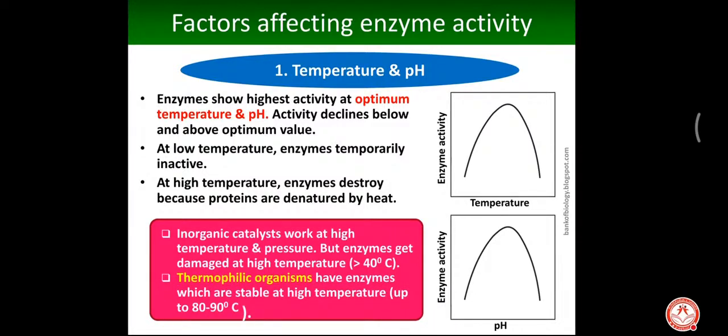Here you can see that at any temperature and pH, firstly the graph increases, the rate of reaction increases, and it reaches the maximum, that is at optimum temperature or pH, and then it decreases. Inorganic catalysts work at high temperature and pressure, but enzymes get damaged at high temperature, especially above 40 degrees Celsius. Thermophilic organisms, for example certain bacteria, work only at high temperature, meaning their enzymes are only stable at high temperature, up to 80 to 90 degrees Celsius.